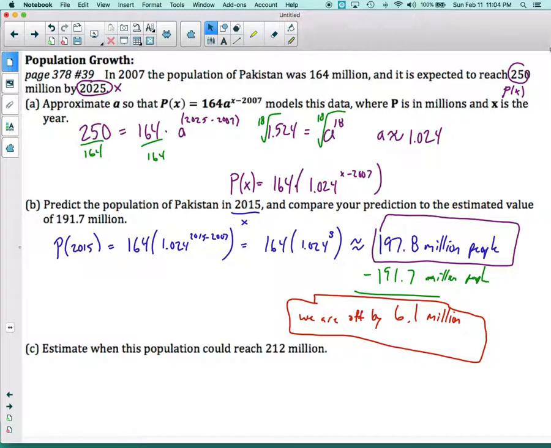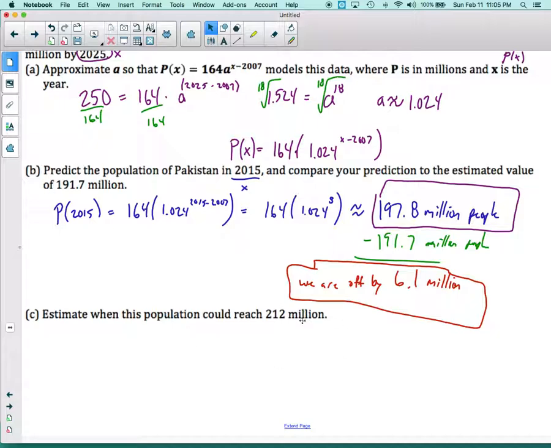All right, the last part of this problem is to estimate when the population can reach 212 million. So when does that happen? They think by 2025 it'll be 250 million. Maybe 212 holds some significance, so they're asking when that could happen. What they're giving us here is this P of x value again, like the end population value. And we're trying to figure out when, so we're trying to figure out what x is, or our t, but t in this problem is x.